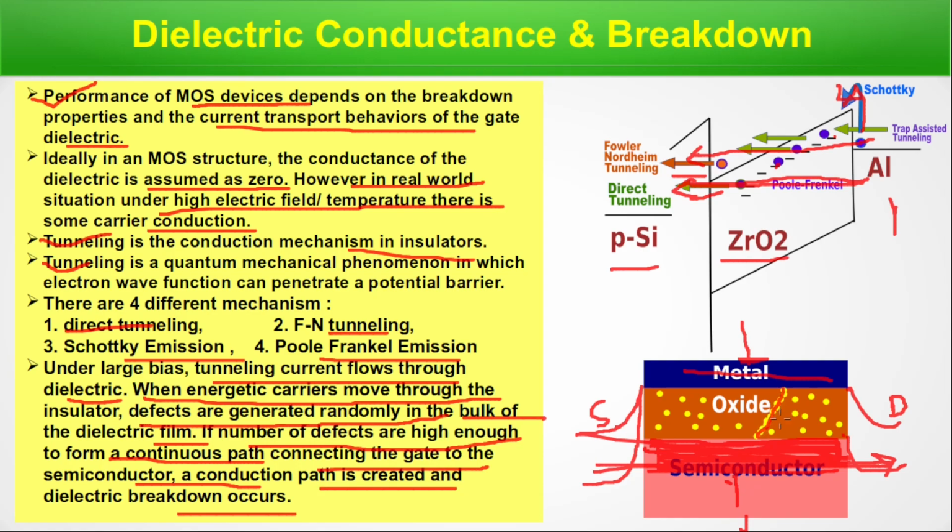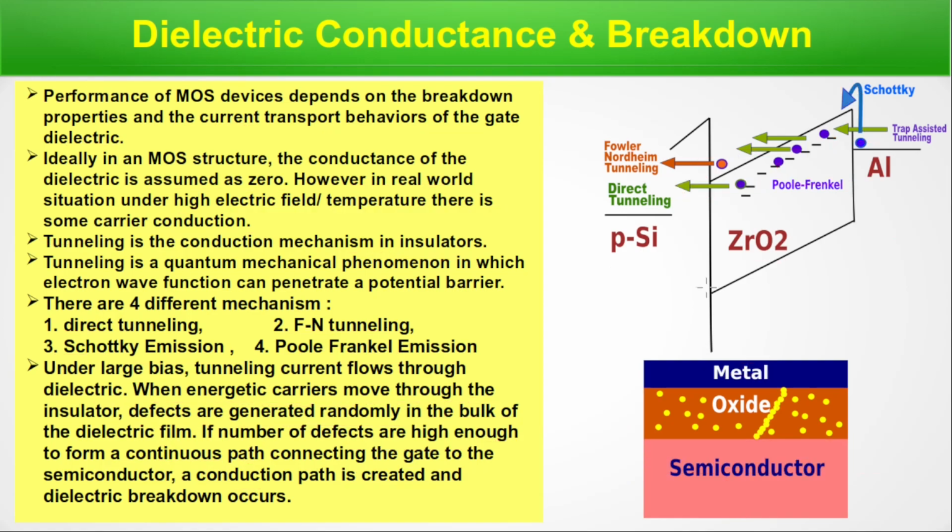Such a continuous path is formed between metal and semiconductor through the oxide. Current will flow from here according to energy band alignment, how much field is there, and which material is there. All these happen, or one or two may happen. Now we are done with this slide. Now let's move to the next slide.